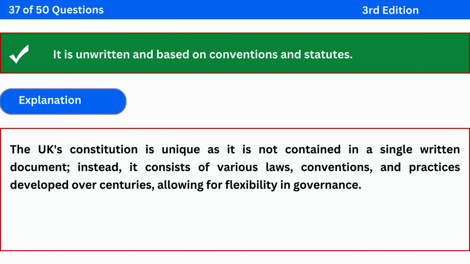The correct answer is it is unwritten and based on conventions and statutes. Explanation: the UK's constitution is unique as it is not contained in a single written document. Instead, it consists of various laws, conventions, and practices developed over centuries, allowing for flexibility in governance.